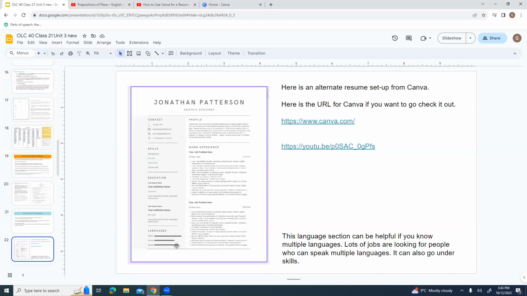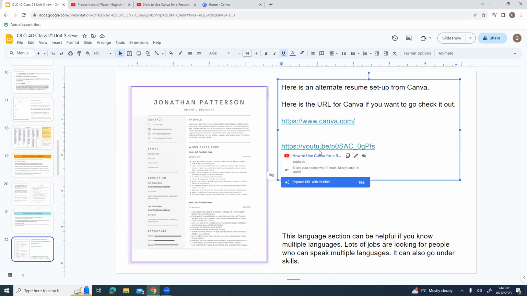Down here is a nice little language section that shows how well you speak different languages. That could be useful. You also don't have to. Languages could easily get rolled into skills, in which case I wouldn't do the bars. I know some people do the bars lately. I don't really care for it myself, but you could definitely roll it into here. Let me just see if I can pull up, see if this will work.